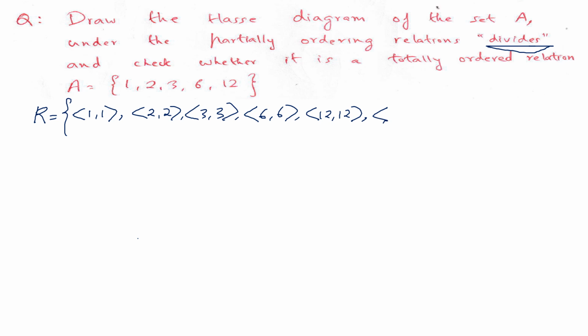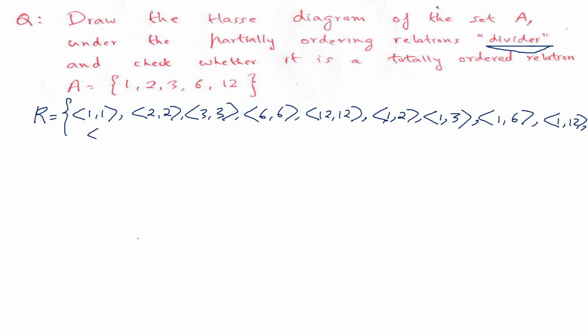We can write 1 comma 2 because 2 is divisible by 1. You continue with the 1 only. Next is 1 comma 3, then 1 comma 6, then 1 comma 12. I am able to write all of these because 12 is divisible by 1, so like that you have to continue.